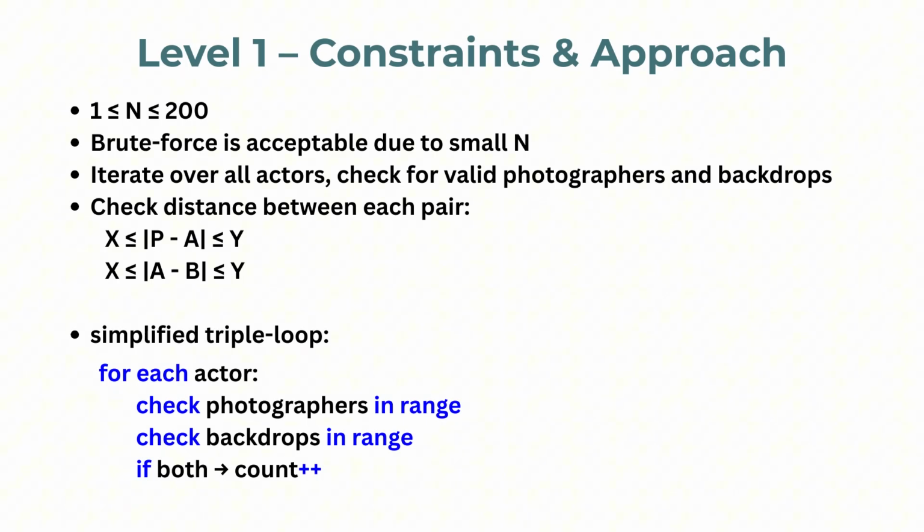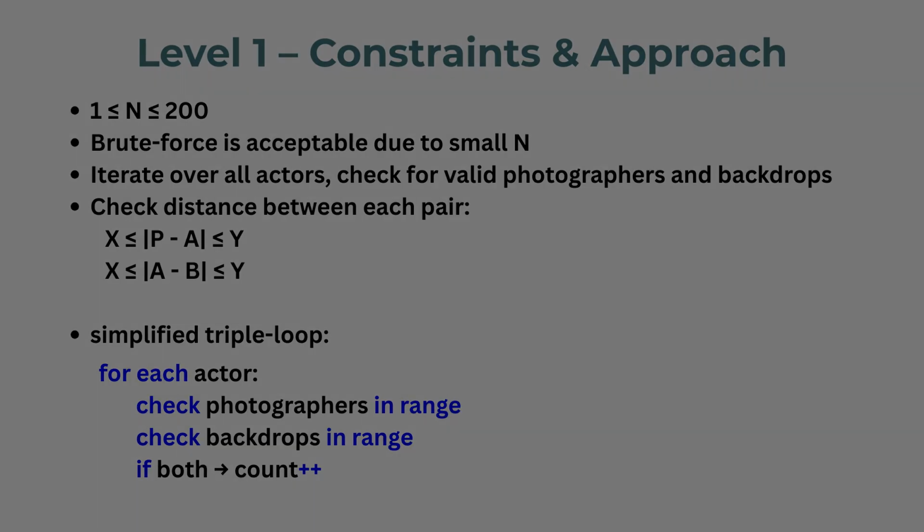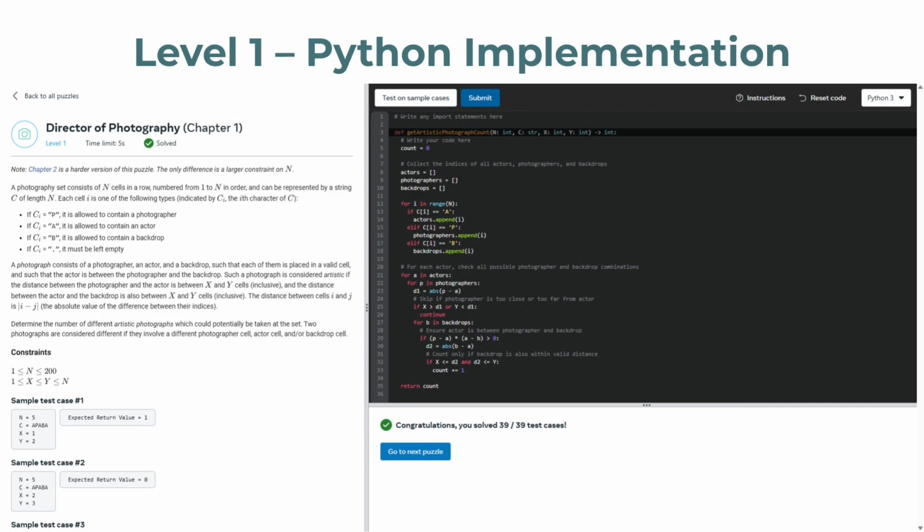In Level 1, the maximum n is just 200, so we can afford a near brute force solution. We loop over each actor and check for valid photographers and backdrops within the allowed distance range. Here's the solution for Level 1.